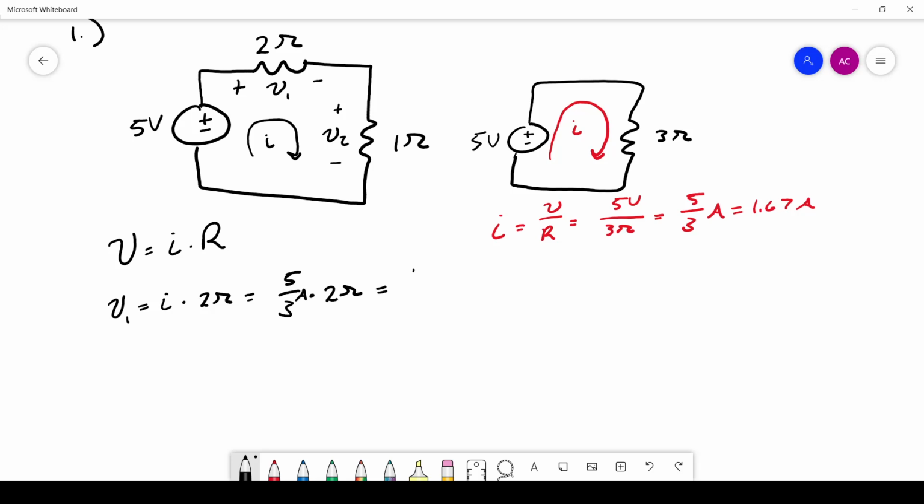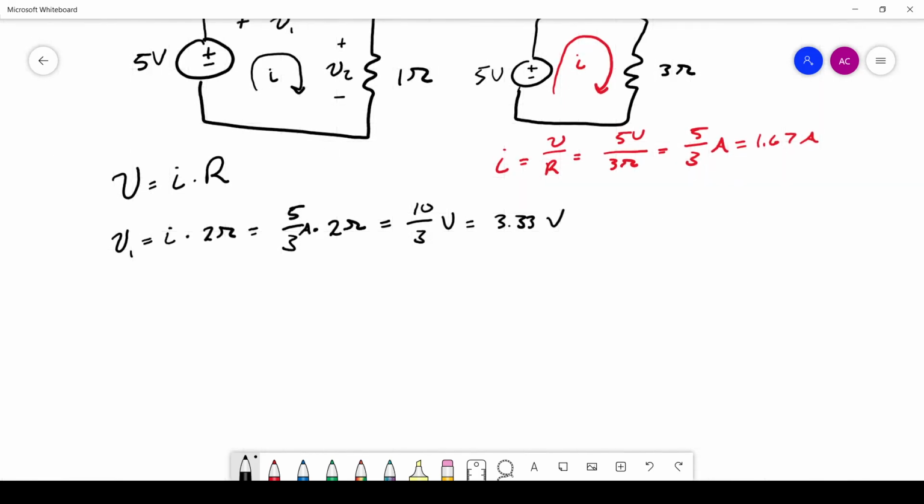Okay, and that's going to be equal to 10 divided by 3 volts, which is also 3.33 volts. All right, and then we'll just repeat that process for V2. V2 is going to be I times 1 ohm. So that's going to be 5 divided by 3 amps times 1 ohm, or 5 divided by 3 volts, which is 1.67 volts.